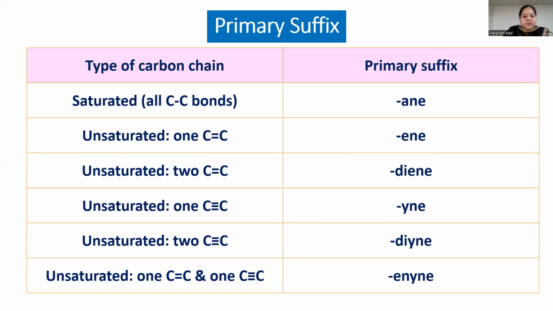For the primary suffix, as I have already discussed, "ane" for the single bonds, "ene" for the double, "yne" for the triple. If two double bonds are there, then "diene", three double bonds, "triene", two triple bonds, "diyne", or if double and triple bonds come together, then "ene" is written first, followed by "yne". Here, last in the row, you can see "en", "yne", and the "e" is omitted. It is "ene" plus "yne". The middle "e" is omitted while writing "ene" and "yne" collectively for double and triple bond. "En" for the double and "yne" for the triple bond.